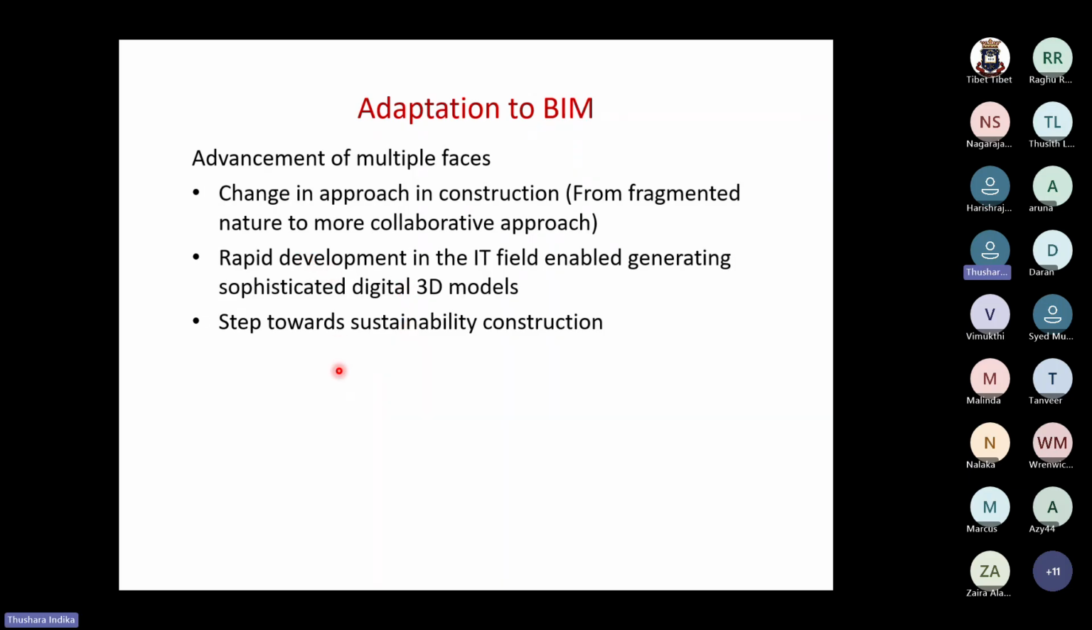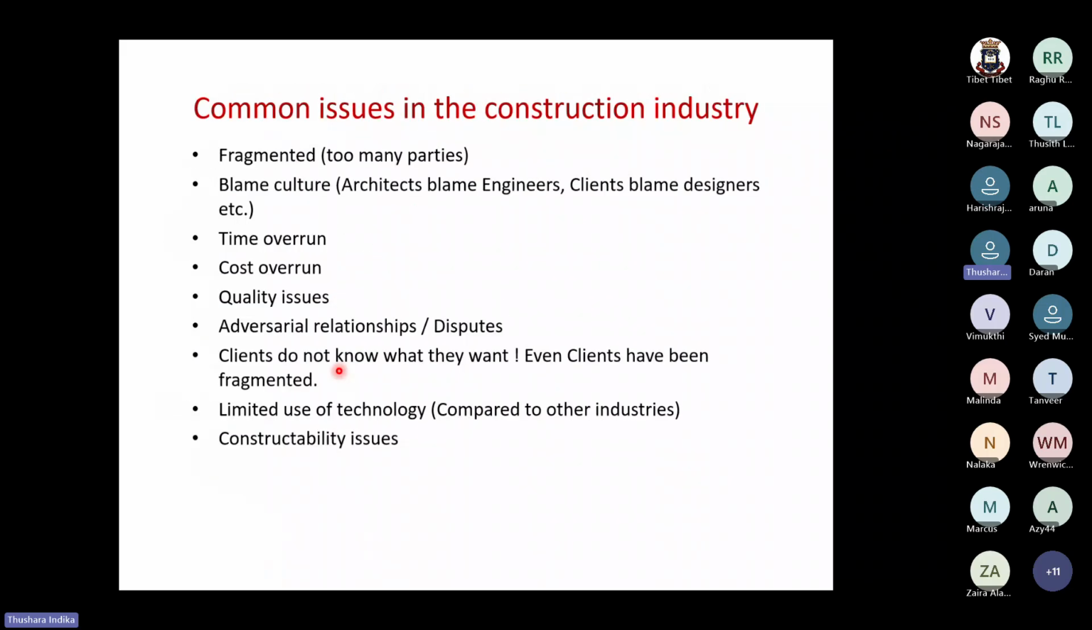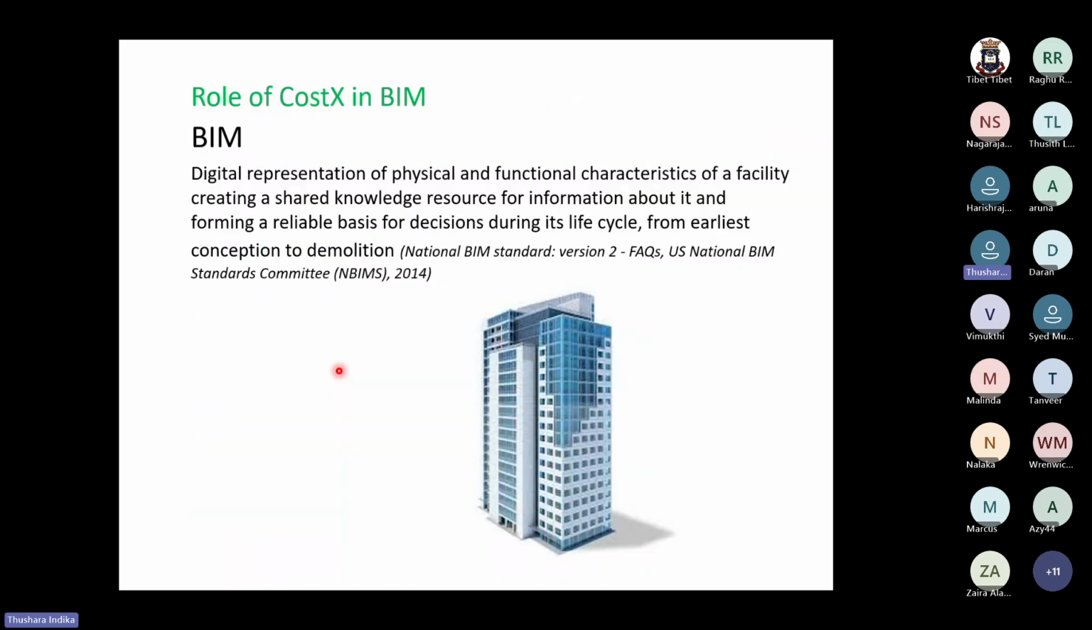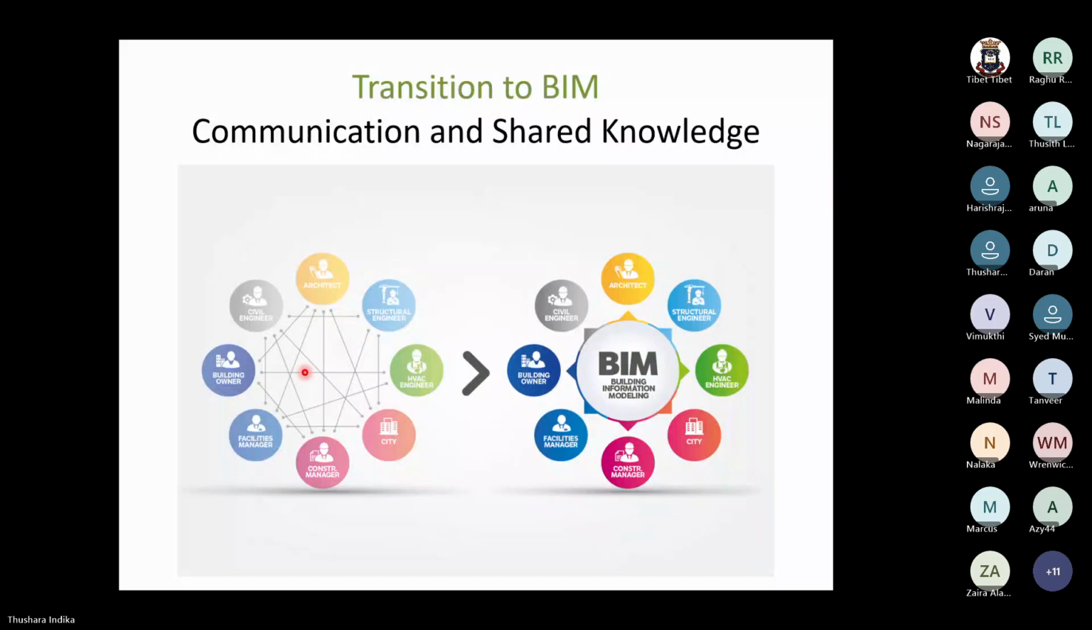So combining all three aspects, people opted to do projects with the use of a 3D model. That is what we call BIM. If you simplify BIM, we have 2D drawings, basically CAD drawings, and then what we are doing is replacing these 2D drawings with a 3D model.